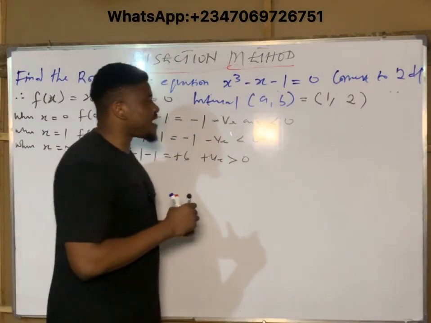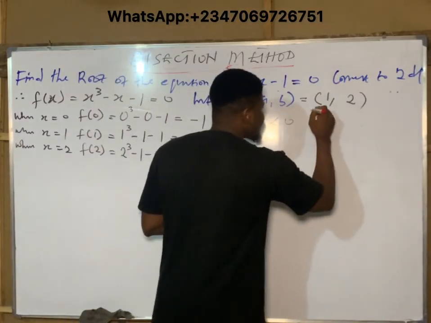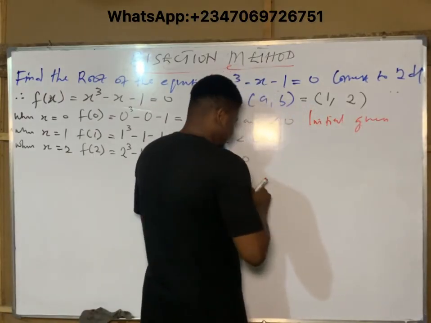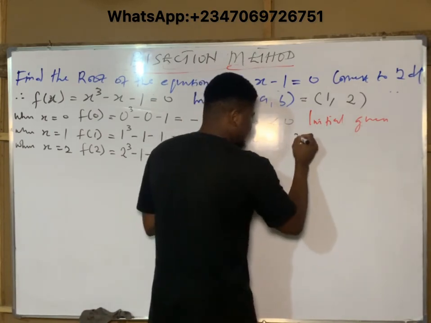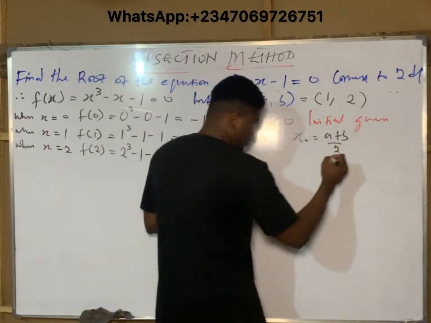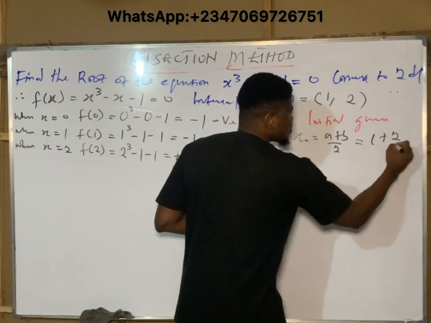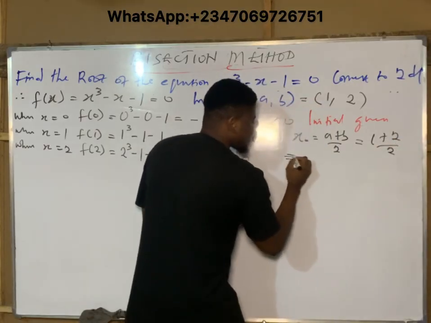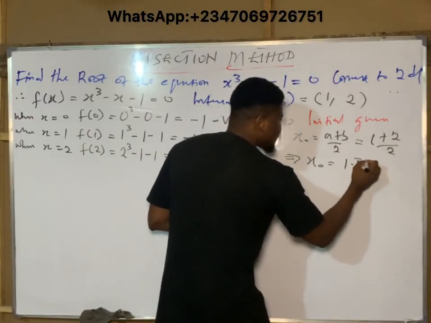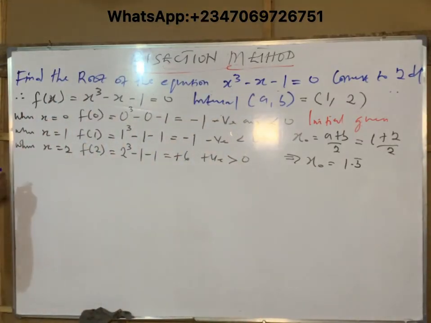Now initial guess is the value with which we start our iteration. So the initial guess is given simply as x naught equals a plus b divided by 2. So this is equal to a is 1 plus b is 2 divided by 2. So this simply implies that my initial guess x naught becomes 3 all over 2, which is 1.5. So we begin our equation when x is 1.5. So we start the first iteration.